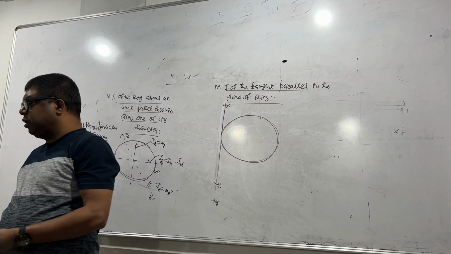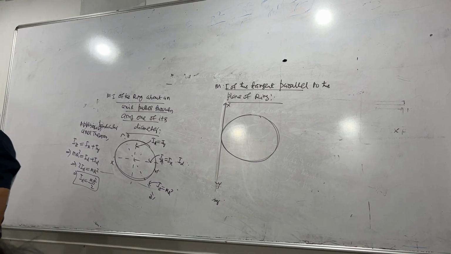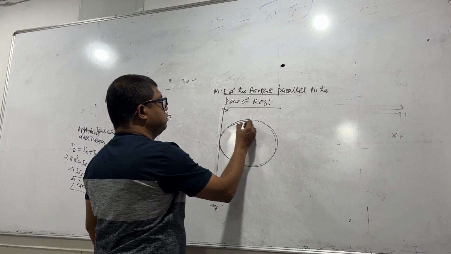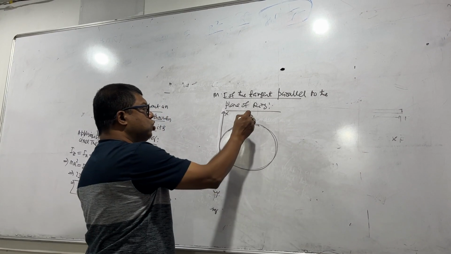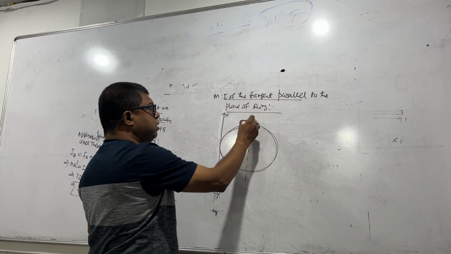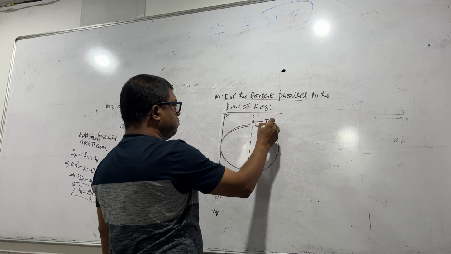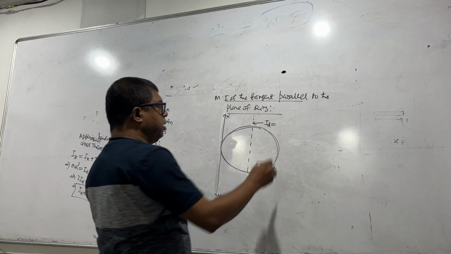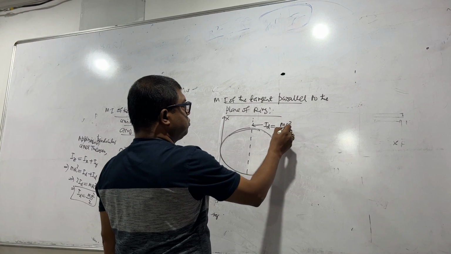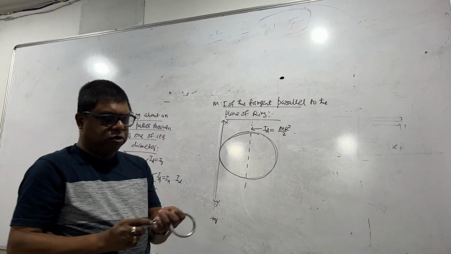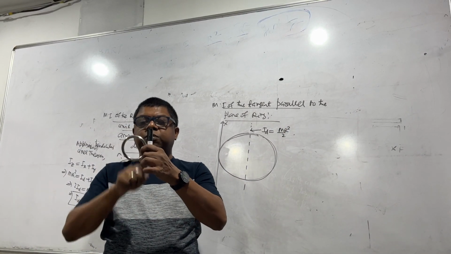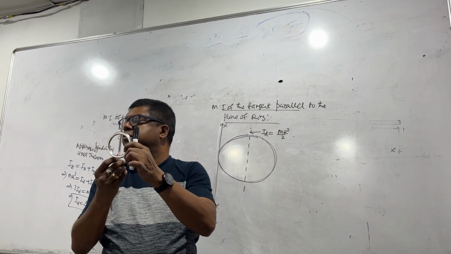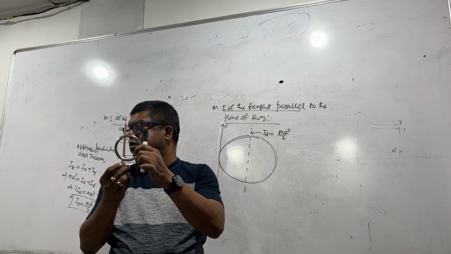This is the moment of inertia of the ring about the tangent parallel to the plane of the ring. This is the diameter, and the moment of inertia about the diameter is MR square by 2. So along this axis the moment is ID, which is half MR square for the ring.